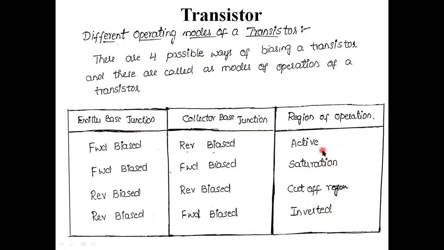But the performance of this transistor is very poor. In active region, the performance of the transistor is very good, whereas in this inverted active region, the performance of the transistor is very poor. These four regions are very important for further analysis of the operation of every transistor. Please memorize these four operating regions: first is active region, next saturation region, next cutoff region, and next inverted active region. Okay.